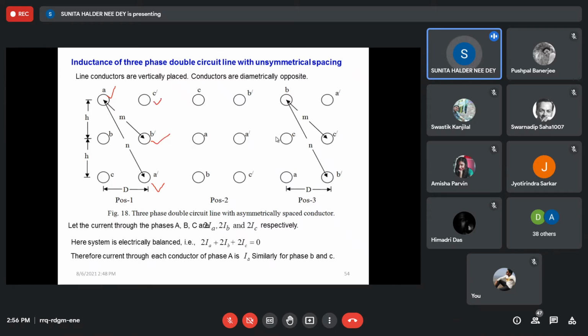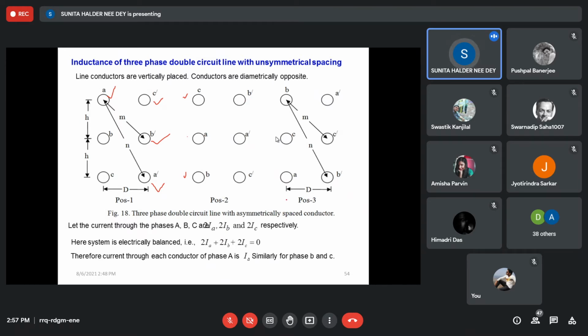C dash will be at the diametrically opposite position. So after one third of the total length, the position should be changed to balance the flux. So A will occupy the position of B, B will occupy the position of C, and C will occupy the position of A. But if ABC is transposed, then conductors A dash, B dash, C dash will be placed following the diametrically opposite positions. That means now A dash will be here, C dash will be here, and B dash will be here. You can see that A dash, B dash, C dash will be transposed just in the opposite manner.